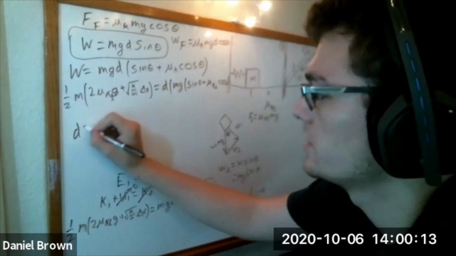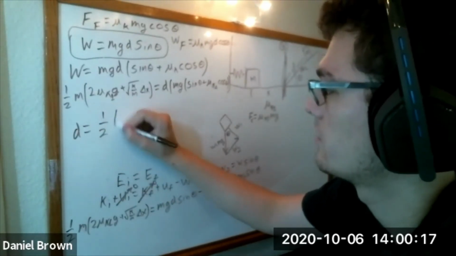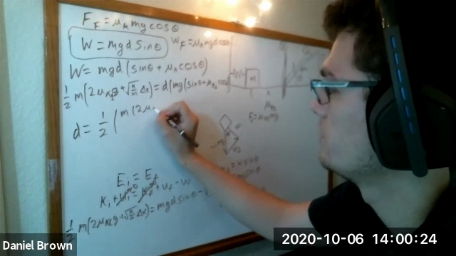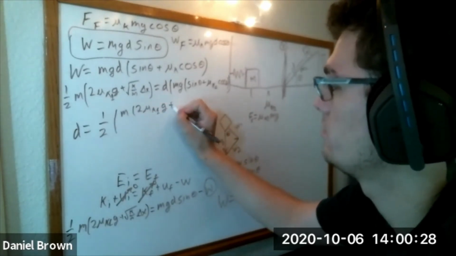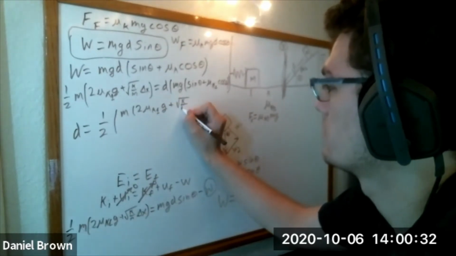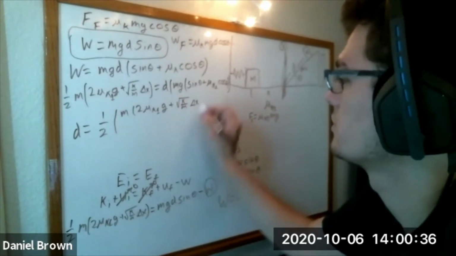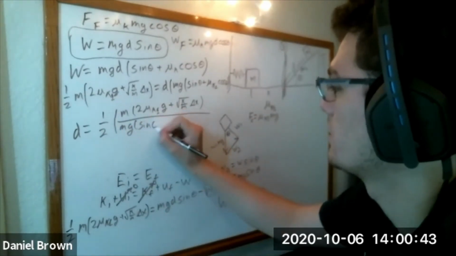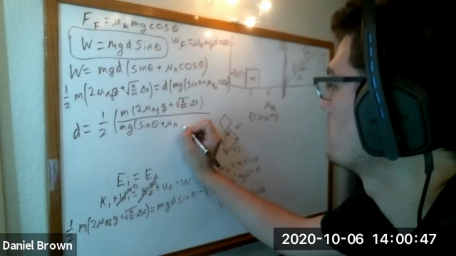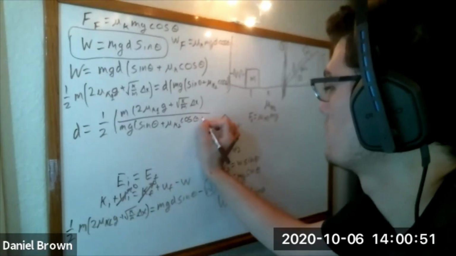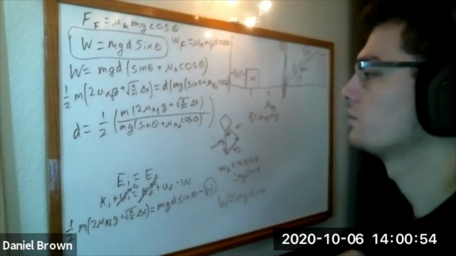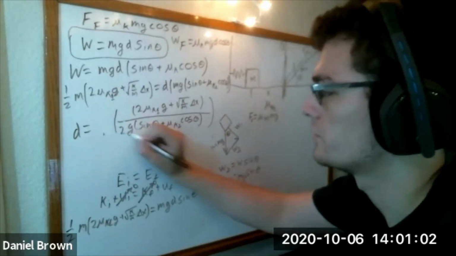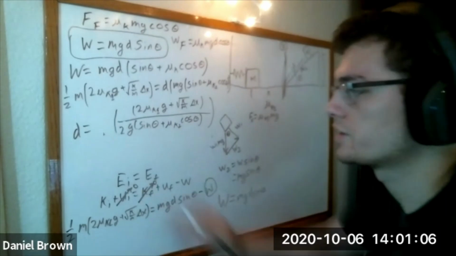And so then we can just say that d is equal to 1/2 times m times 2 mu of k1 g plus 1/2, or the square root of k over m times delta x, all over mg sine theta plus mu of k2 cosine theta. And we can see that our m's are going to cancel here. And then I'm just going to move the half in here so that we have 2g times the quantity sine theta. And so then this is your distance.